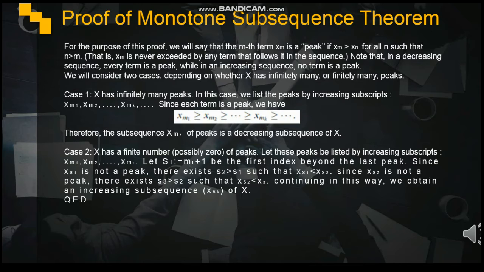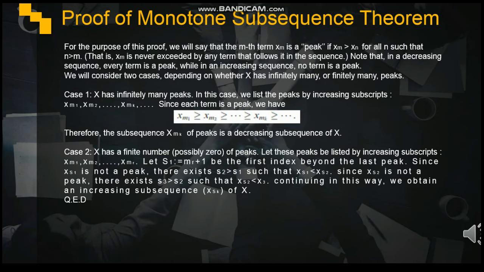In case 1, x has infinitely many peaks. In this case, we list the peaks by increasing subscripts x_m1, x_m2, and so on until x_mk, and so on, for infinitely many peaks. Then we have x_m1 greater than or equal to x_m2 greater than or equal to and so on until x_mk greater than or equal to and so on. Therefore, the subsequence x_mk of peaks is a decreasing subsequence of x.